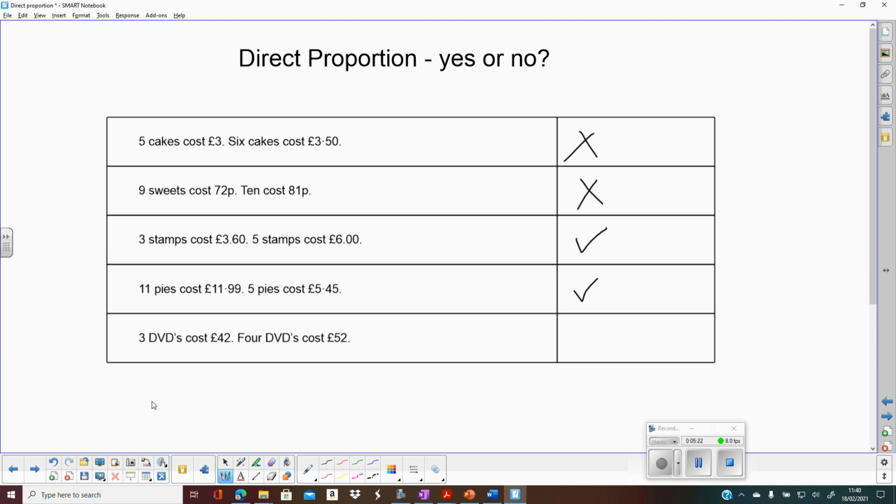And finally, we've got 3 DVDs costing £42. So each DVD, divide 42 by 3, costs £14. So 4 DVDs would cost £56, not £52. So those are not in direct proportion.